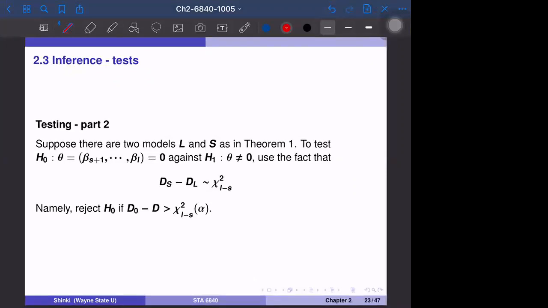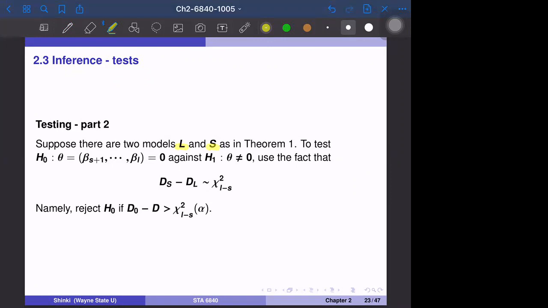Hi, everyone. We continue to discuss testing. So we do slightly different tests from the previous video. And also we discuss confidence interval for parameters estimated in logistic regression. Okay, so remember that we have the two models, L and S, in the theorem.